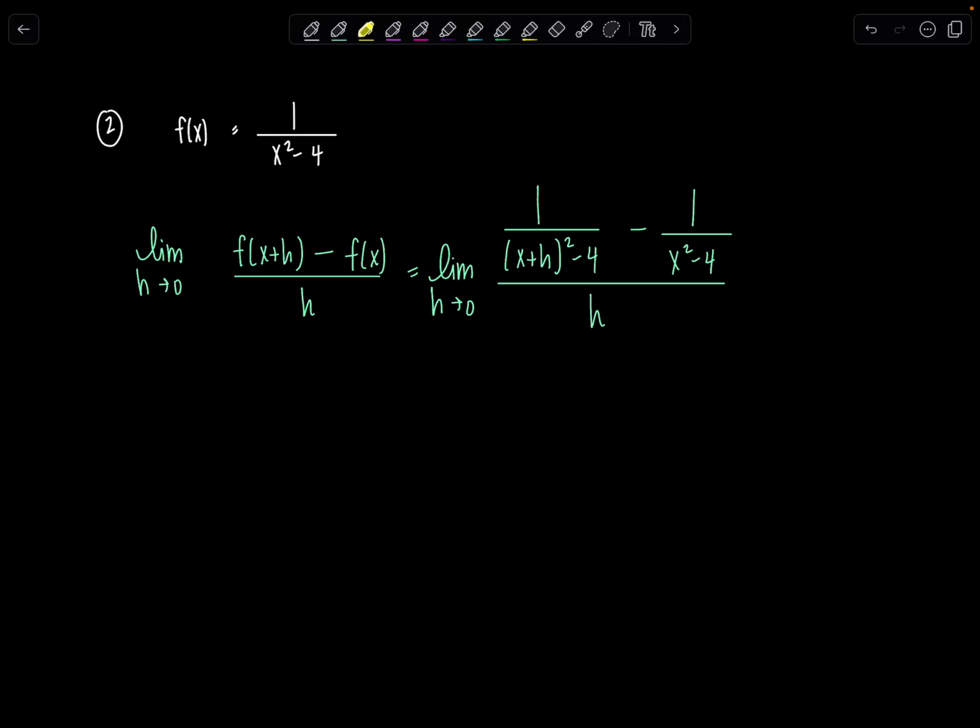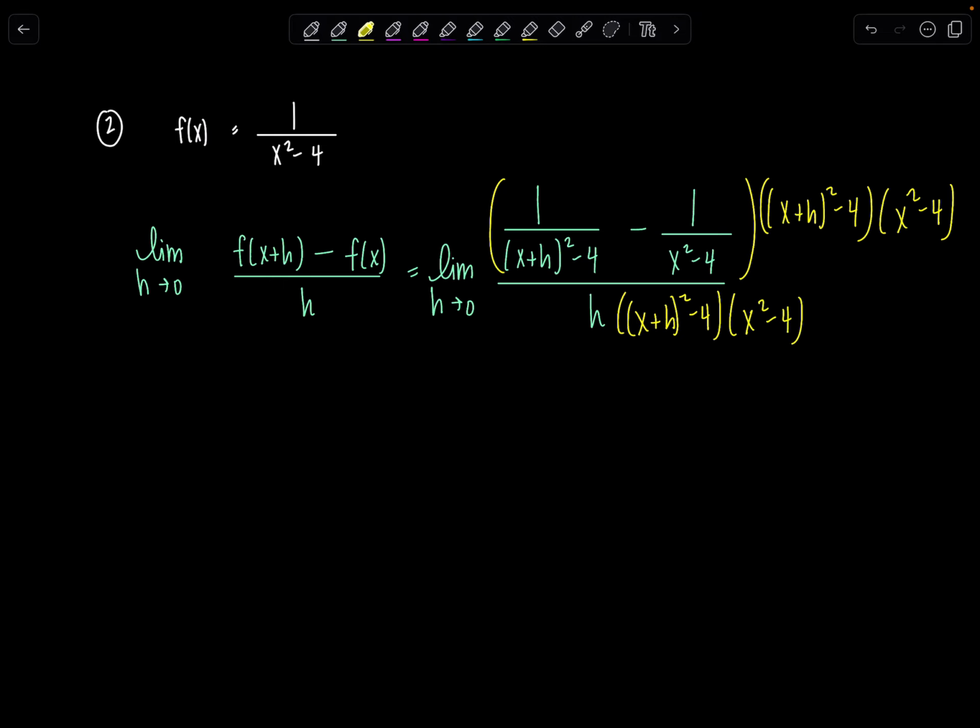Again, we got to multiply by the LCD, which is just x plus h squared minus 4 and x squared minus 4. x plus h squared, lots of parentheses, so be careful. And then x squared minus 4. Good. This will distribute up top, okay? And then leave it in the bottom.